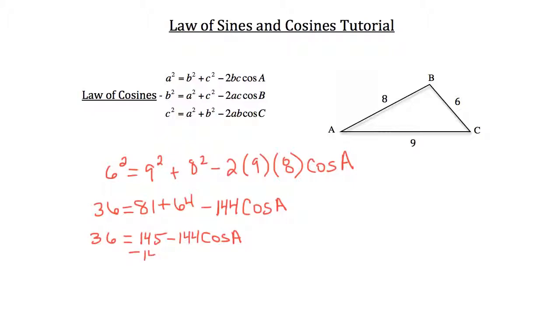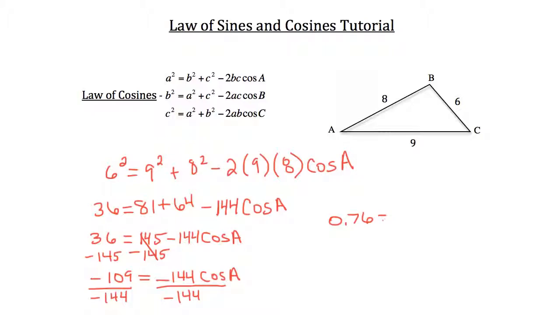Now I'll subtract 145 from both sides of our equation. So we have negative 109 is equal to negative 144 times the cosine of angle A. We want to solve for angle A, so I want to divide off this negative 144 on both sides of the equation. So what we have on the left is 0.76 is equal to the cosine of A.